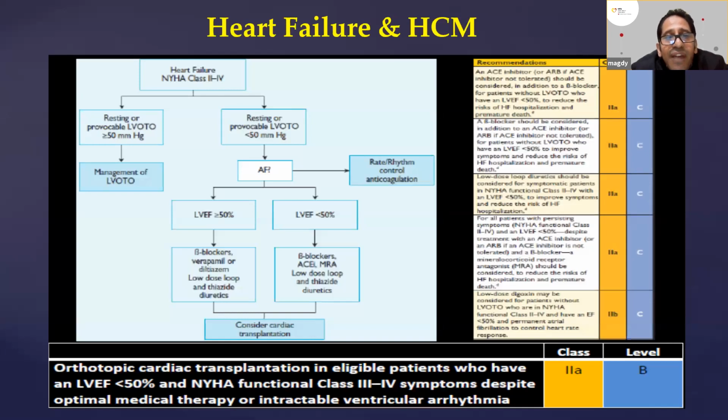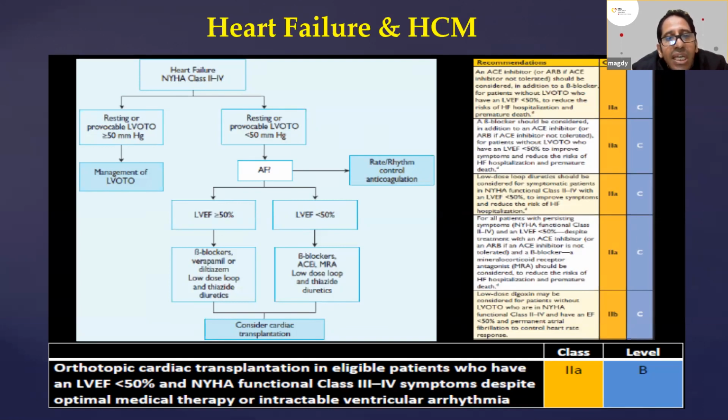And if the patient develops heart failure with an ejection fraction less than 50%, atrial fibrillation is very deleterious in those patients because they lose the atrial kick. And once they develop atrial fibrillation, deterioration of heart failure occurs, in addition to the risk of thromboembolic events and stroke. So rate or rhythm control and anticoagulation are mandatory.